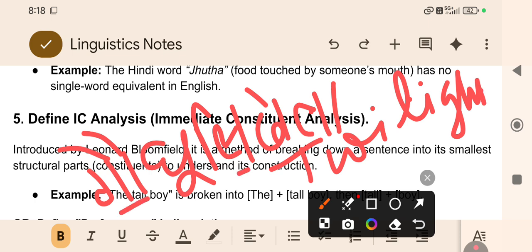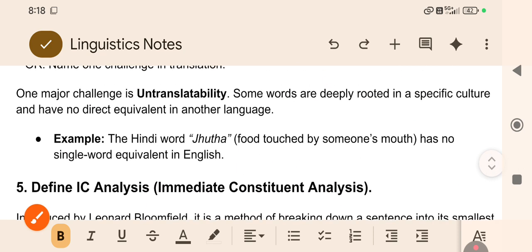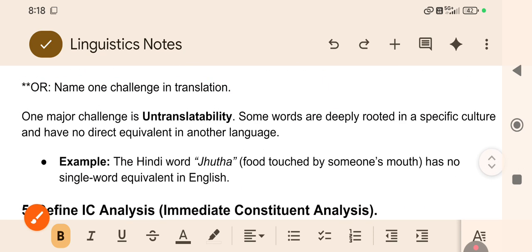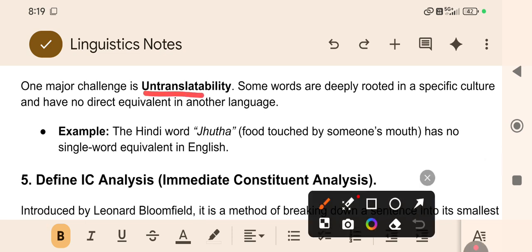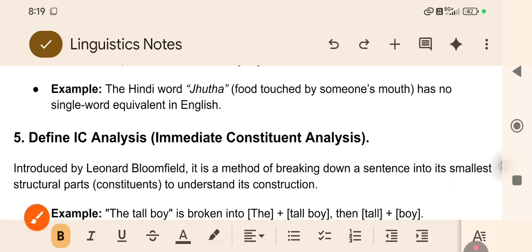So this is another example of a translation challenge, right, which can be named as untranslatability, which means that which cannot be translated. Okay.